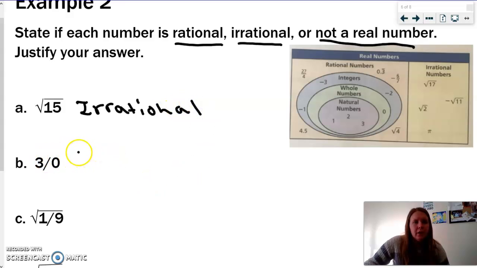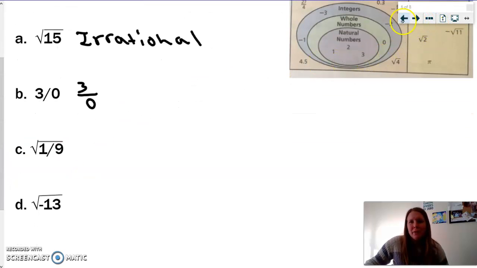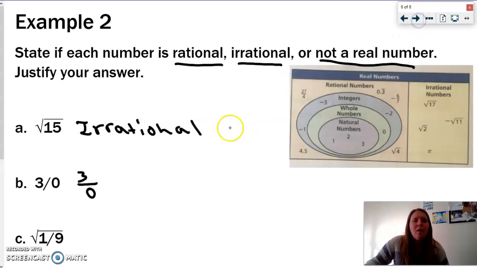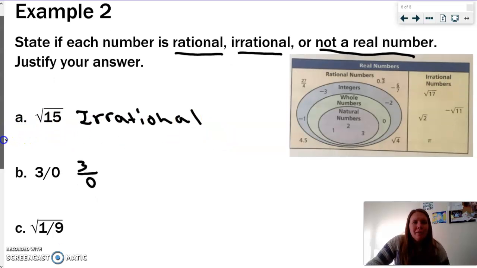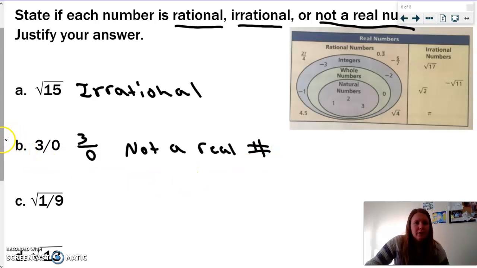So this one actually is written as 3 out of 0 or 3 divided by 0. It's just hard to type. Hey, we just talked about it in this one. A fraction with a denominator of 0 is undefined because you cannot divide by a 0. So it's not even a number at all. So for this one, is it rational, irrational, or not a real number? Well, rational and irrational are real numbers. So in this case, I'd say not a real number. I'm just going to abbreviate number as the hashtag because that means number too.